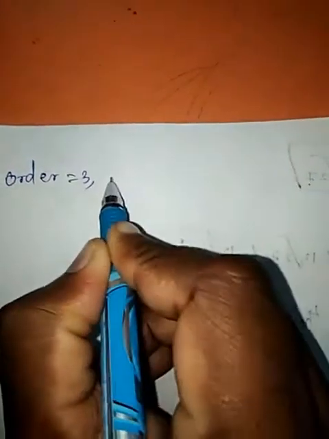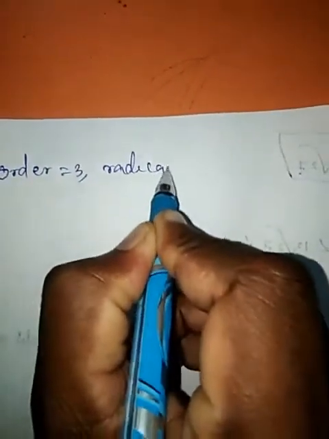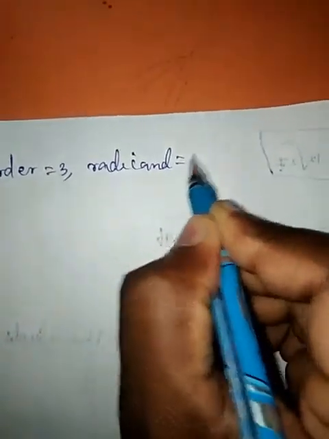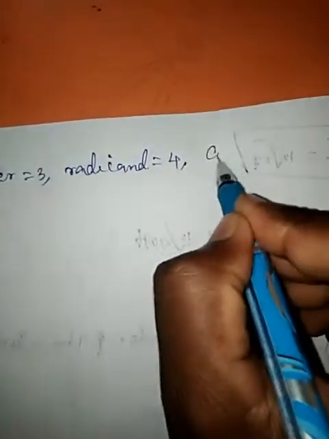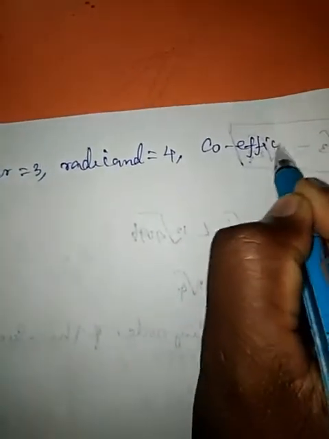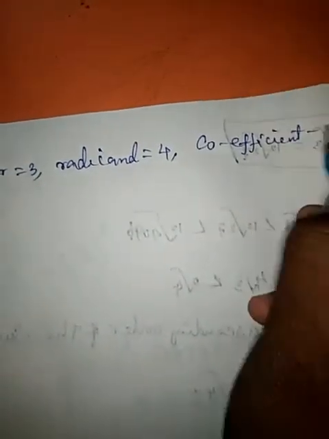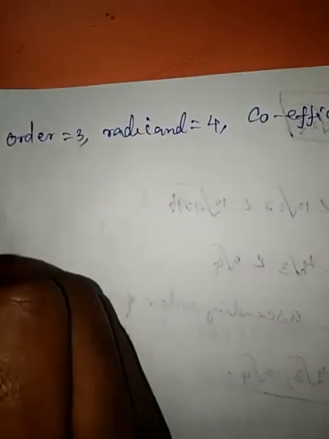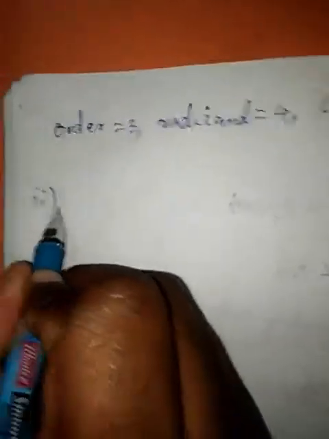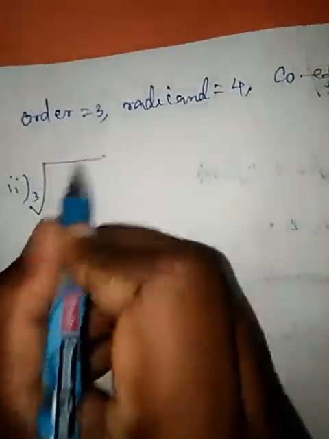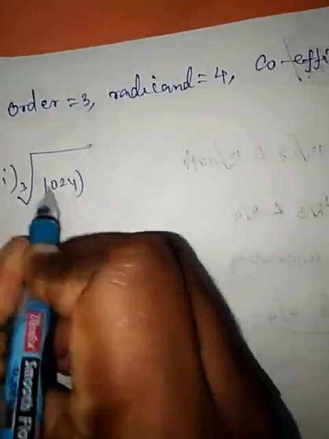First one: the order is 3, the radicand is also 4, and the coefficient we get is 3. Next, the second subdivision: we see the cube root of 1024, whole to the power minus 2, is given.